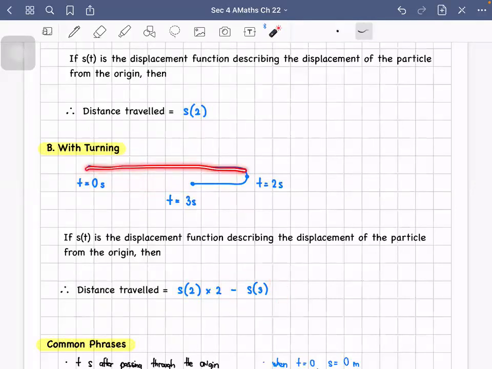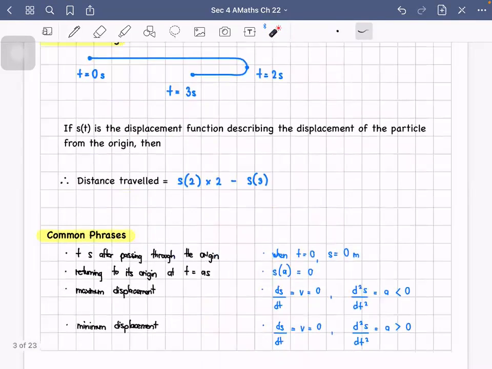Again, these are your distances, that's why it's times 2. And then minus S3 because of this, let's say, unfinished business, okay, you didn't go through here. Okay, that's it. All right, and then what are the common phrases in some problems?